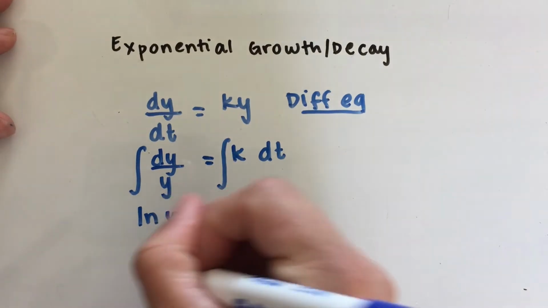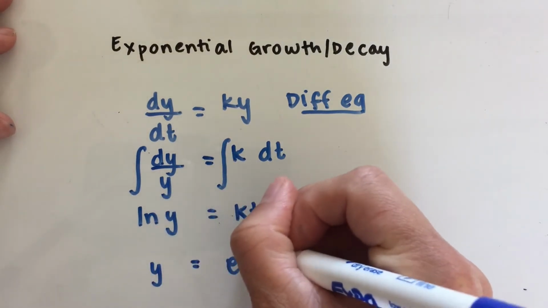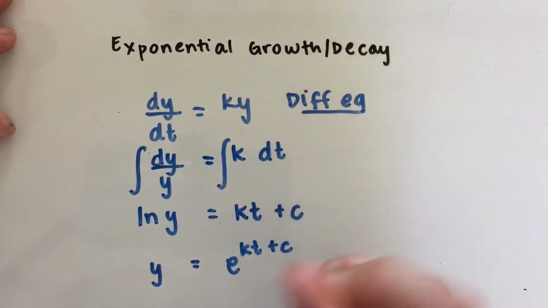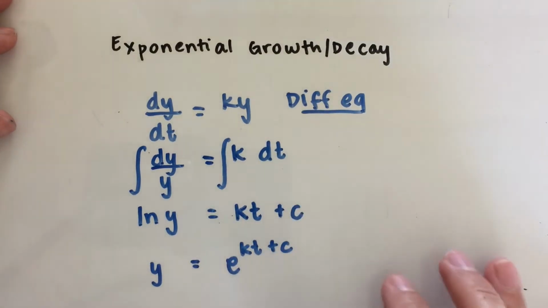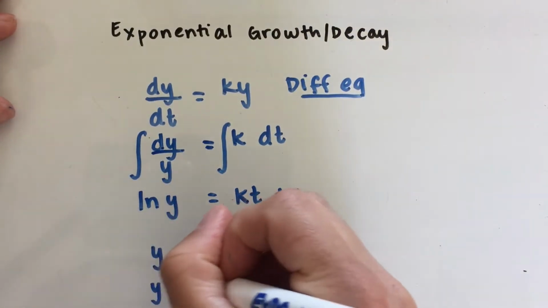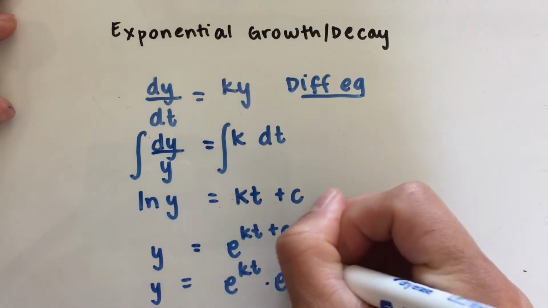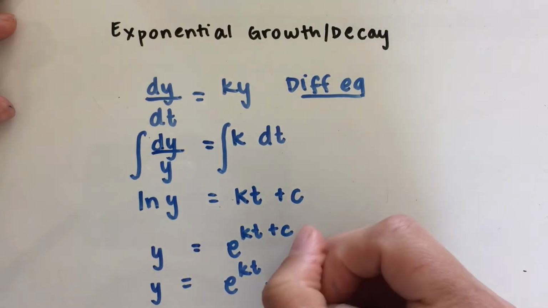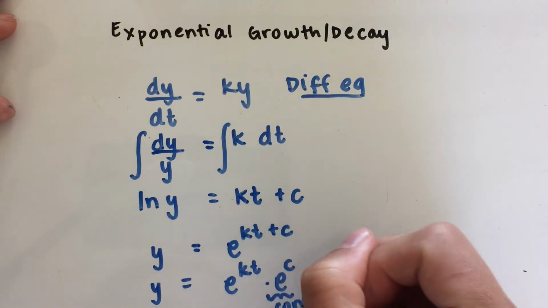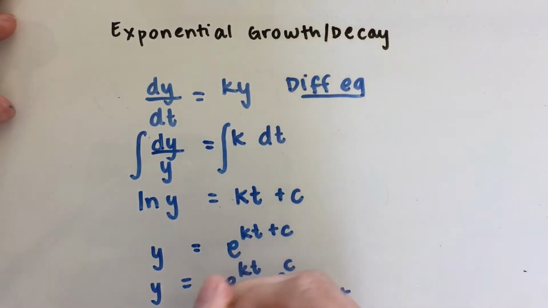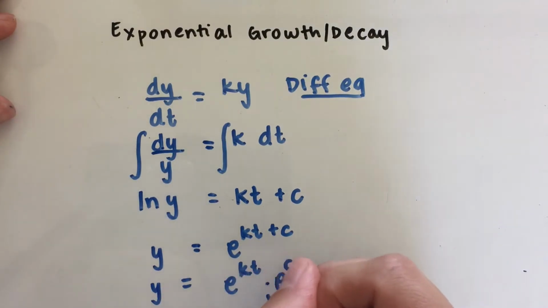So I'm going to get y equals e to the kt plus c. And this is the same as e to the kt times e to the c. So e to the c is just another constant. So I can write this as y equals c times e to the kt.